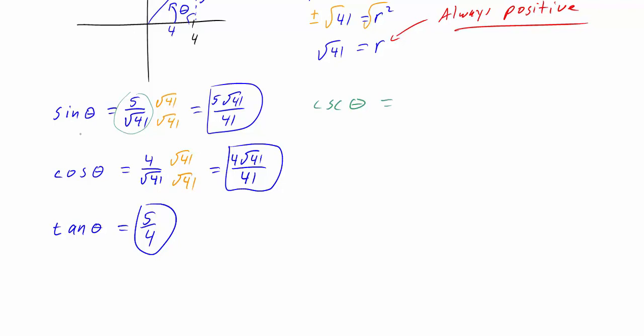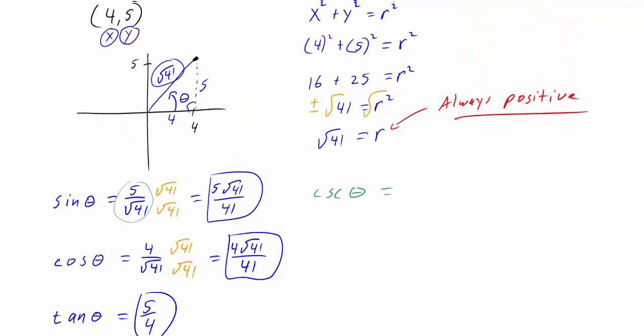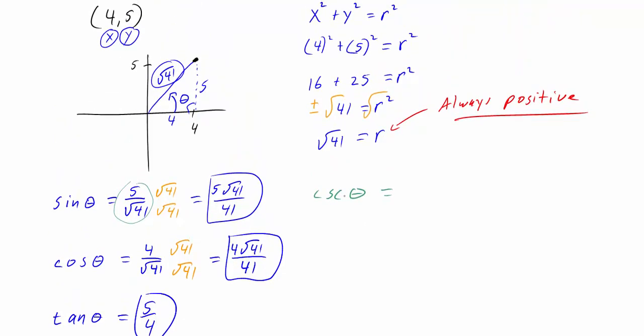Now, if we didn't have to calculate the sine function and all we were asked for is the cosecant, then we could certainly go up here and say, well, we know cosecant is going to be r over y, so the r is the square root of 41, and the y value is 5.